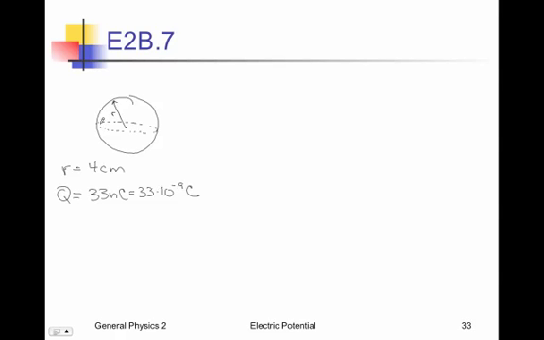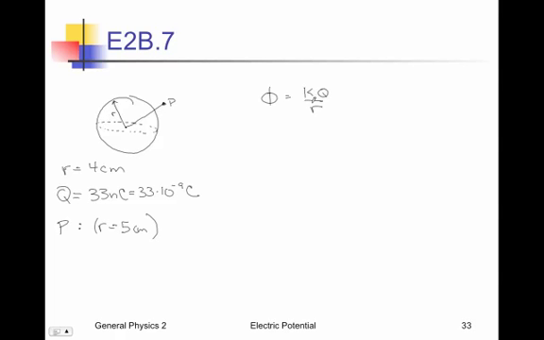And we want to know what is the potential at a point P. And P is at location R equal to 5, so 5 centimeters from the center. So that's the location of P. And so now we want to find the potential. So phi is equal to KQ over R.